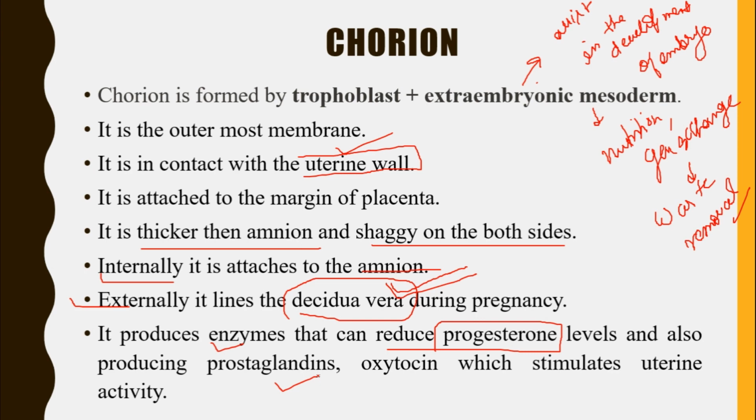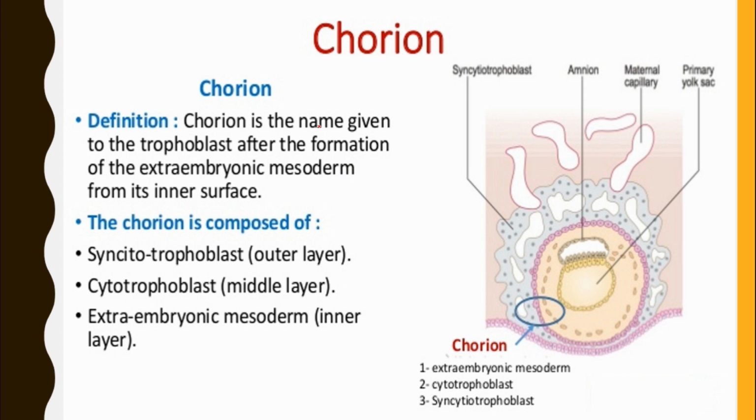Oxytocin also stimulates the contraction, so it will release or produce prostaglandin and oxytocin which stimulates the uterine activity. Okay, so this is about the chorion. Now we are going to see the structure of chorion. So the definition, you know that chorion is the name given to the trophoblast after the formation of extra-embryonic mesoderm.